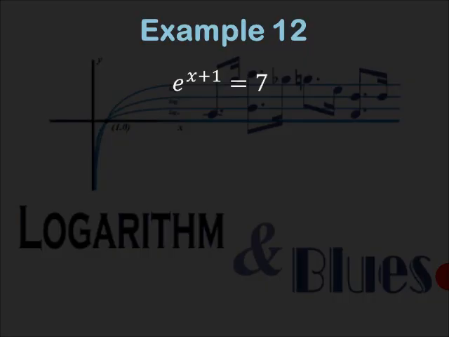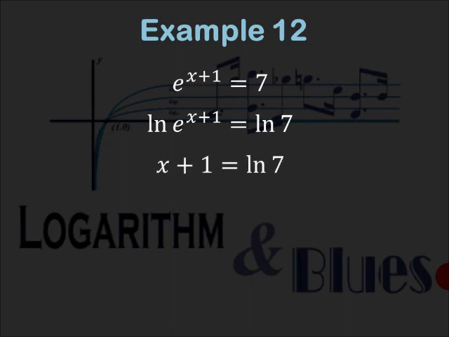All right, last one, number 12. Try this one yourself and check your answer in a moment. All right, you're going to take the natural log of both sides, so you end up with x plus 1 equals the natural log of 7. Subtract 1 from both sides, and your answer is the natural log of 7 minus 1.